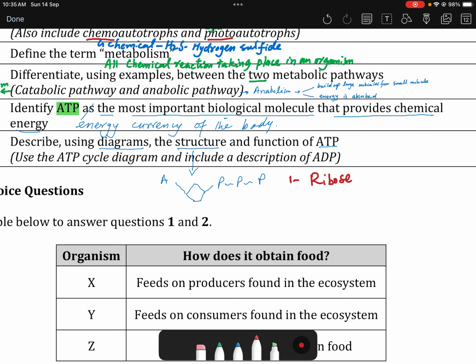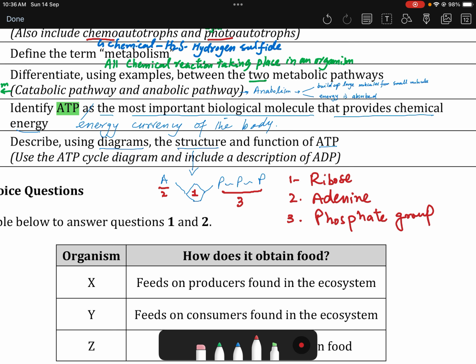Number one is ribose, okay. Number two is adenine, and number three is phosphate. So there are three phosphates, so we say phosphate groups, okay.